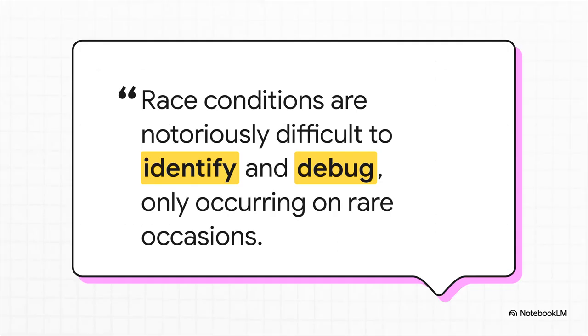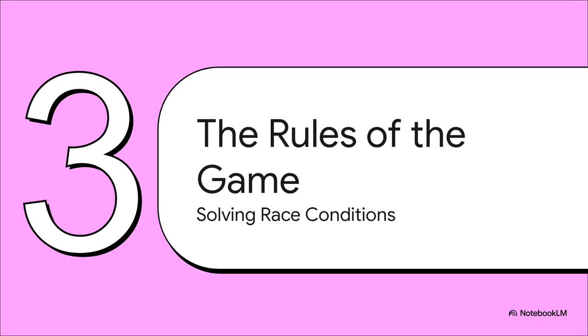And this right here is why programmers tear their hair out. These kinds of bugs are, as the saying goes, notoriously difficult to identify and debug. Why? Because they might only happen once in a million times, only when the timing of that interruption is just perfectly, horribly wrong. Okay, so we've got a serious problem.